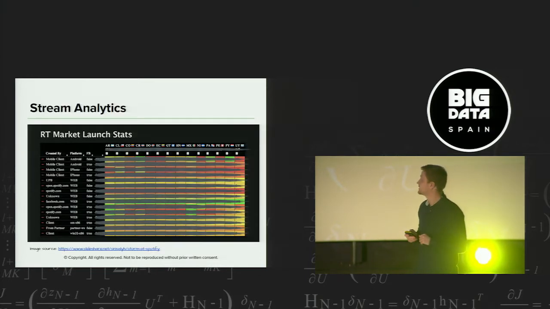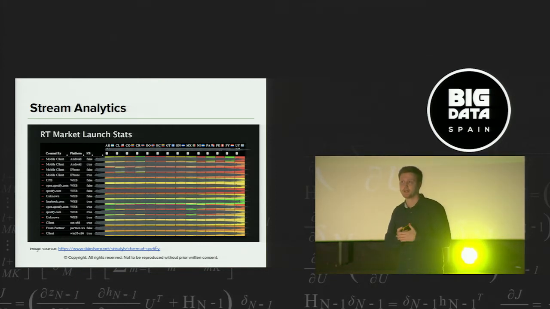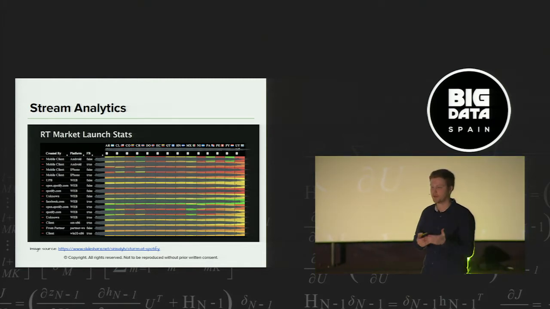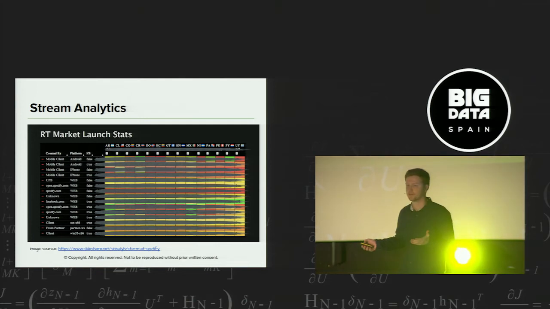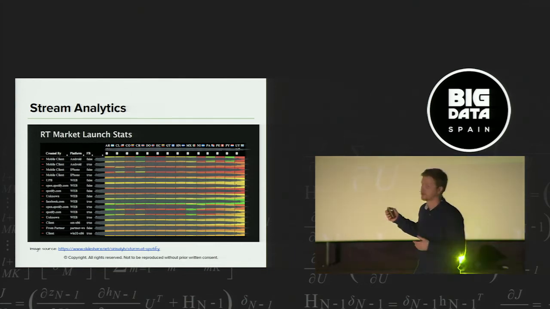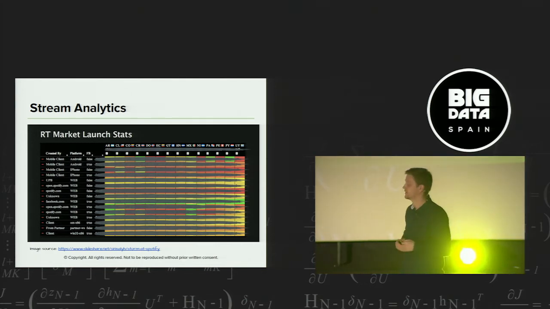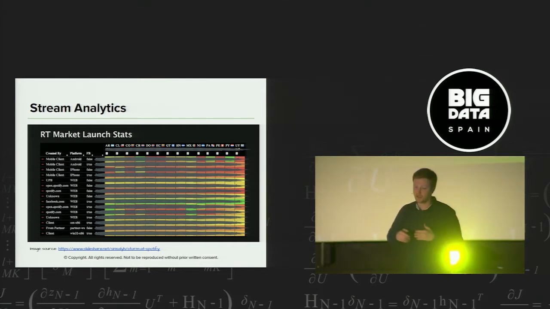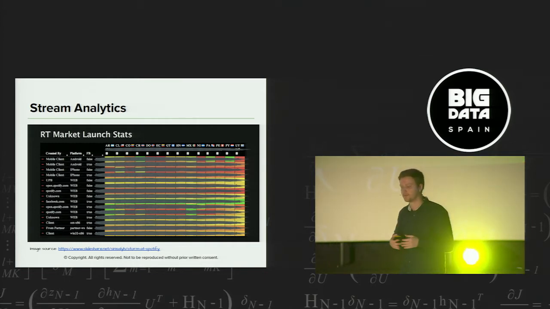So we believe that there are two main groups of such use cases where we should use stream processing engines. The first one is stream analytics. Imagine a case when Spotify went live in South America in a dozen countries at the same time, and of course on dozens of different clients.